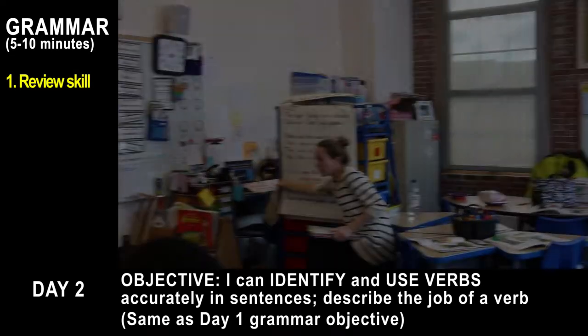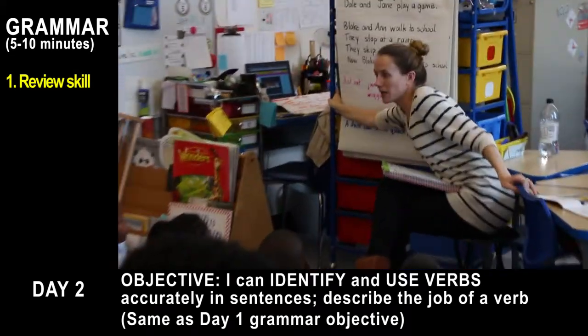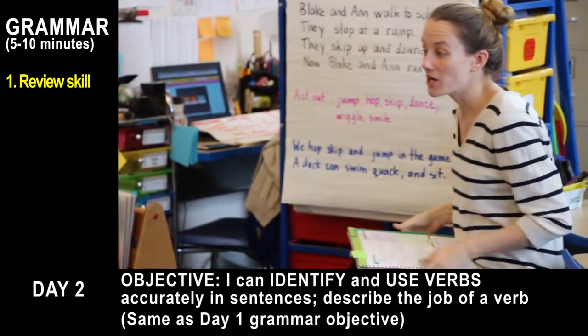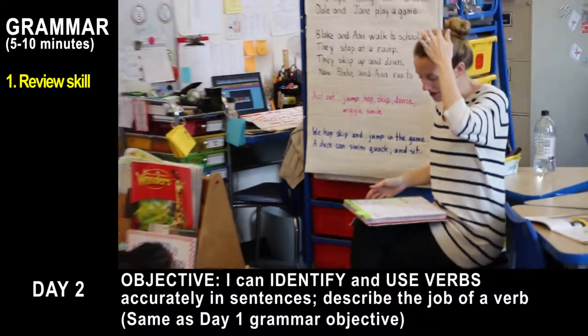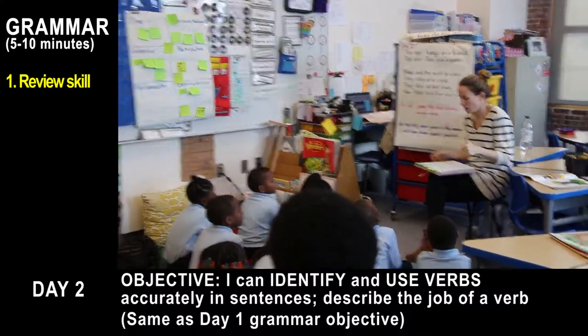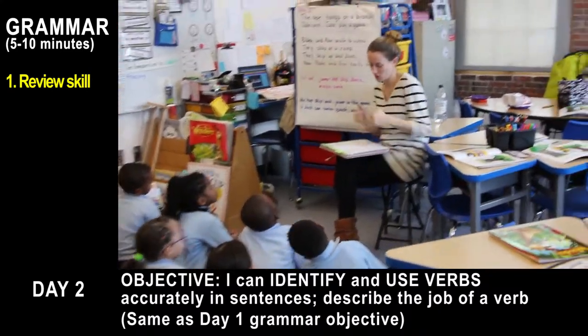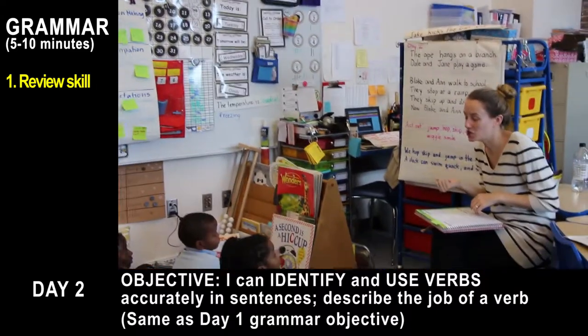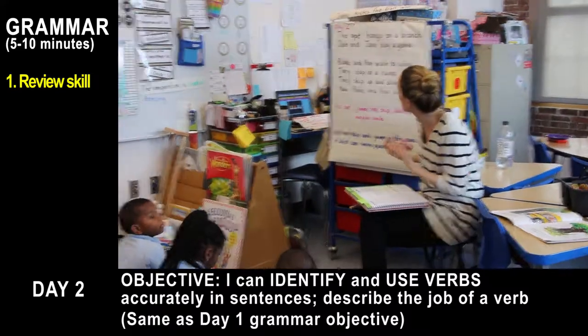So remember, we've been talking about a special type of word. We've been talking about those action words. And what is the fancy name for action words? Verb. So some verbs are drop, jump, mix, right? Those words all show an action that you can do. It shows something you can do.